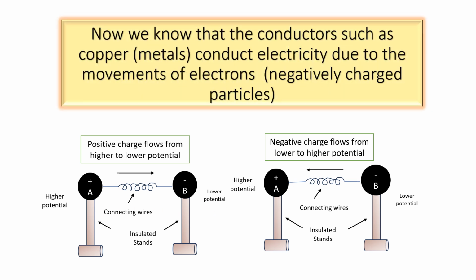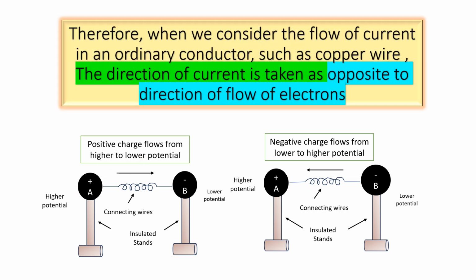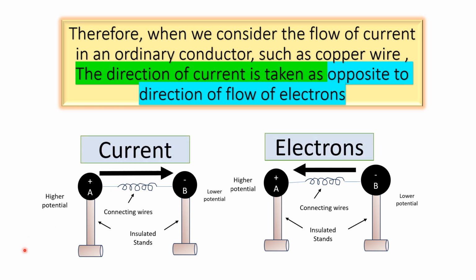Now we know that the conductors such as copper, metals conduct electricity due to the movements of electrons. Actually, these negatively charged particles help in the flow of current, not the positively charged particles. But we consider the flow of current in an ordinary conductor such as copper wire or any other metals. The direction of current is taken as opposite to the direction of flow of electrons. So if current flows from A to B, then electrons will flow from B to A.